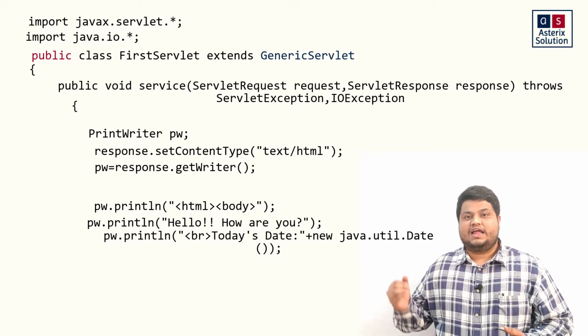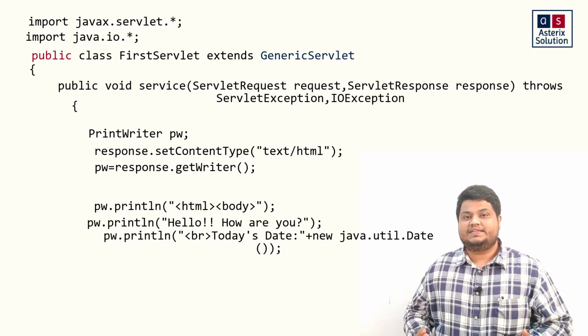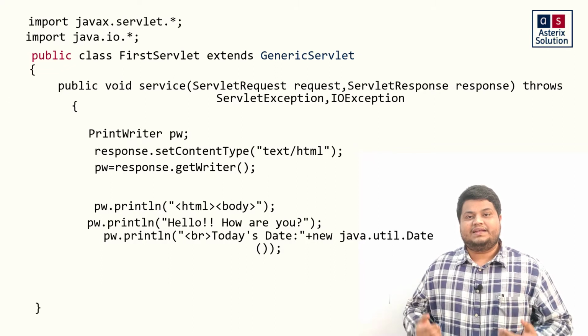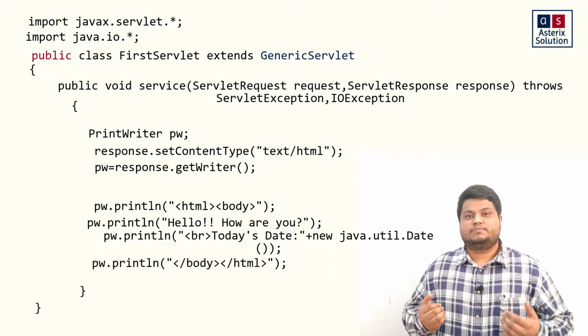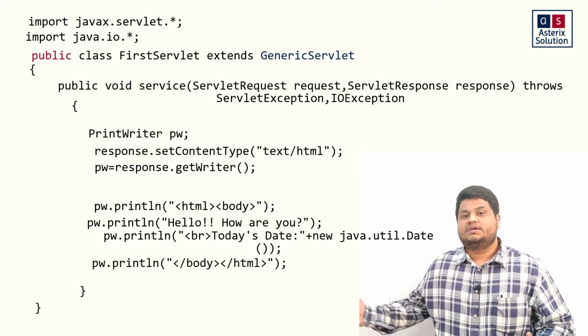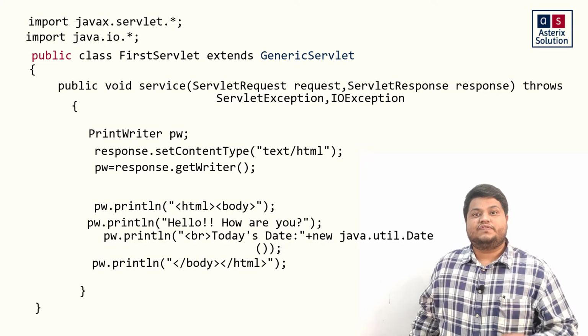Today's date is, plus new java.util.Date(). So today's date is printed there. Now pw.println end of body, end of html, pw.close. So the service method comes to a close here. You end the last block of the class. This is how you write your very first servlet.